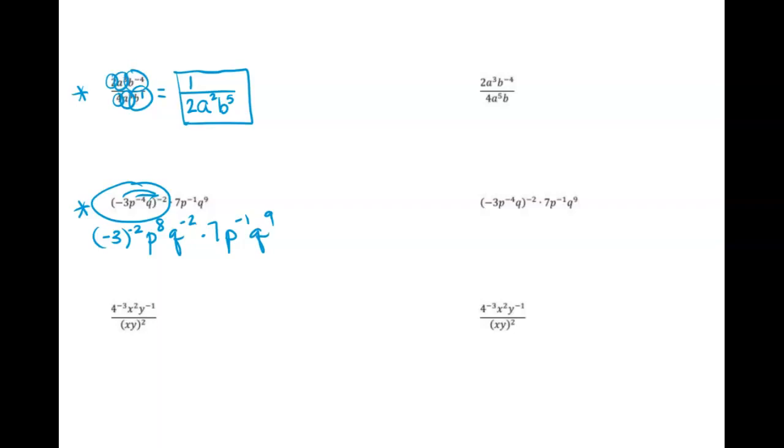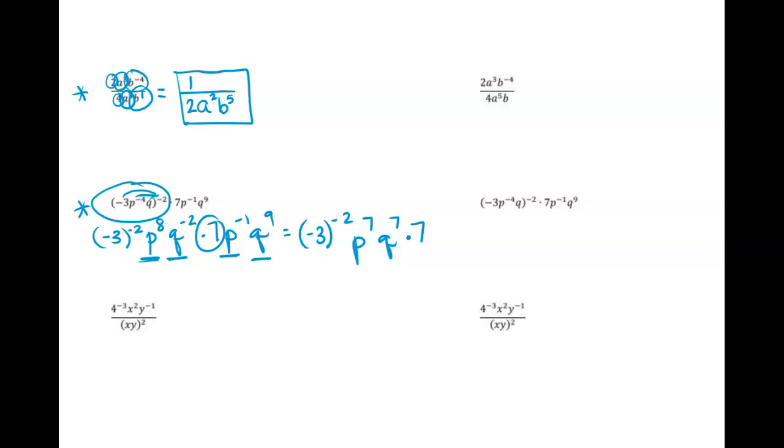Okay, I see some, let's see how we're going to do this. Yeah, we're going to leave the negative 3 to the negative second for now. So negative 3 to the negative second. For the p's, 8 plus negative 1, we have p to the 7th. For the q's, negative 2 plus 9 is 7. So q to the 7th, then we have a 7.